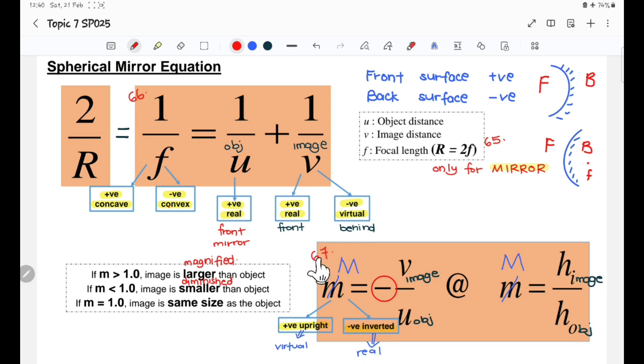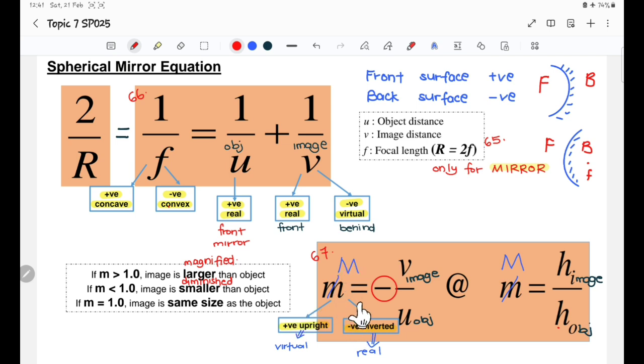Next we have equation 67. Equation 67 is about magnification, capital M, where the equation is M equals negative v over u, or we can use the size of the image, M equals hi over ho. For magnification, it is always the ratio between the image to the object. It doesn't matter whether we look in terms of the distances or in terms of the size. But you have to be alert to the negative sign. So magnification can also be positive or negative.